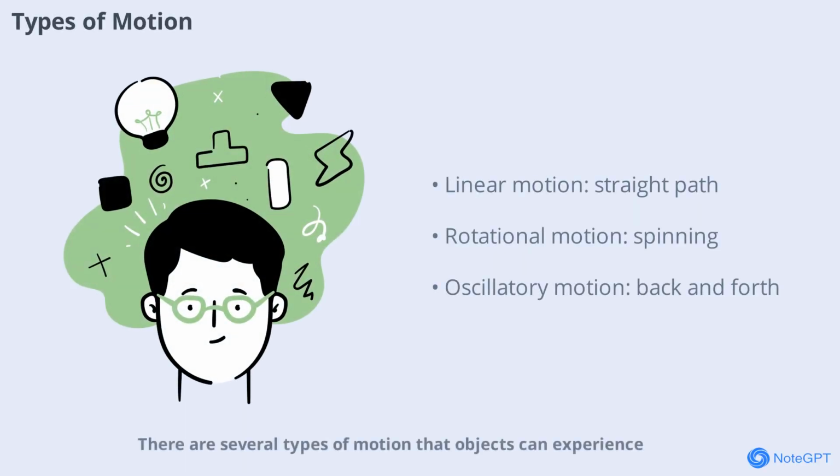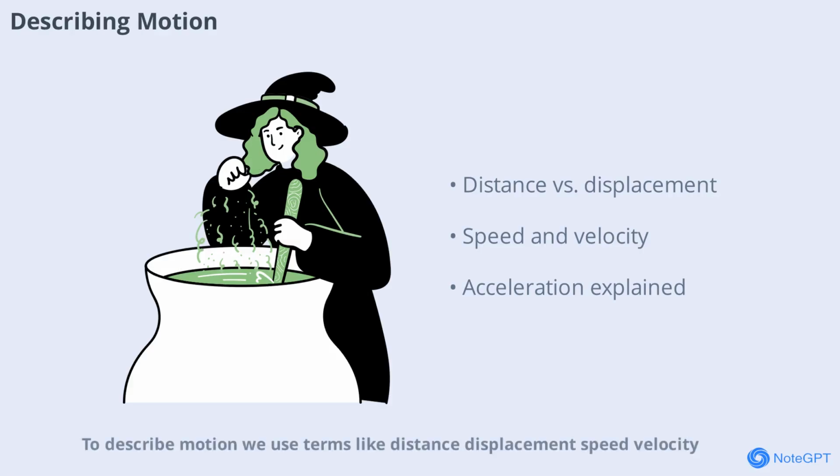There are several types of motion that objects can experience. The most common are linear motion, where an object moves in a straight line, and rotational motion, where it spins around an axis. There's also oscillatory motion, like a swinging pendulum, and random motion, such as the unpredictable path of dust particles in the air. Each type of motion has its own characteristics and rules, and understanding these helps us analyze everything from simple machines to complex systems. To describe motion, we use terms like distance, displacement, speed, velocity, and acceleration.